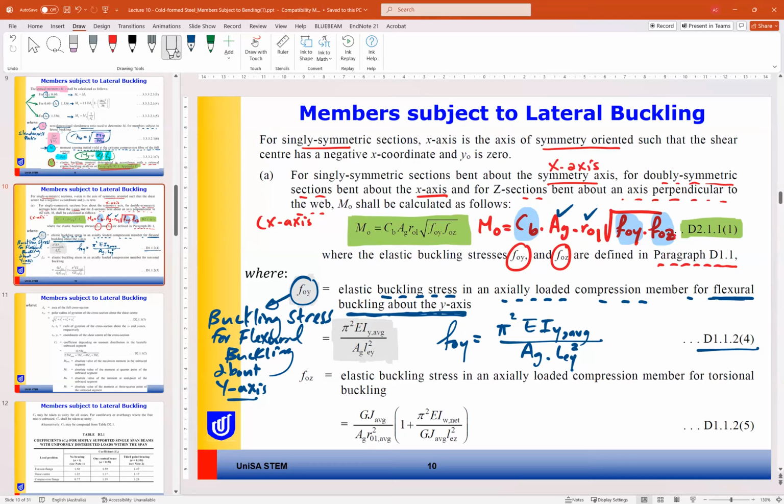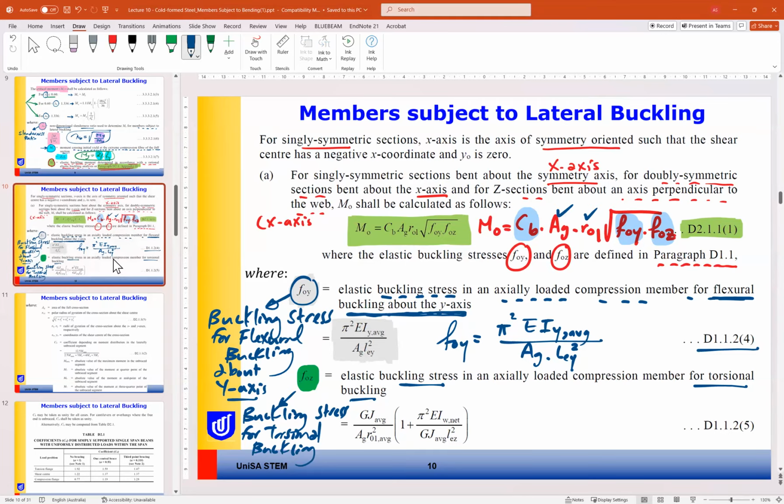For FOZ, what is FOZ? The definition of FOZ is elastic buckling stress in an axial load compression member for torsional buckling. So again, FOZ is buckling stress for torsional buckling because the buckling happens or occurs around the z axis.